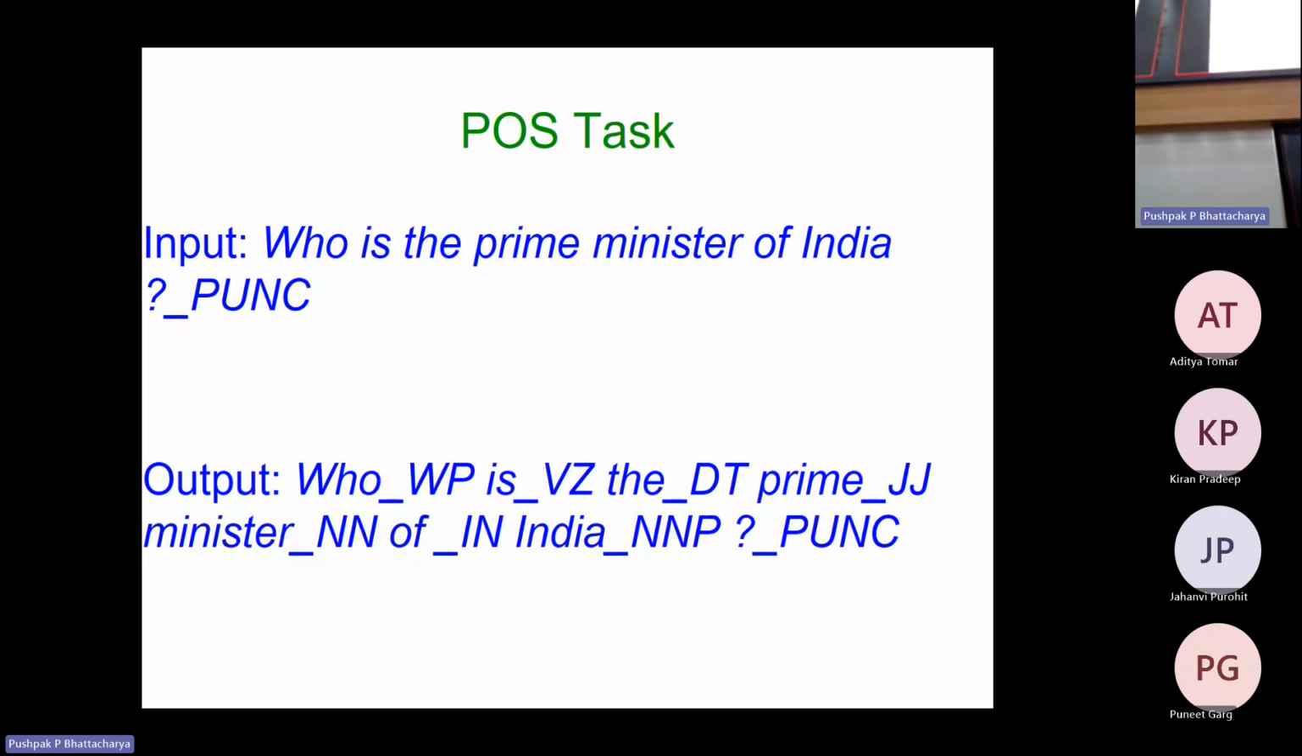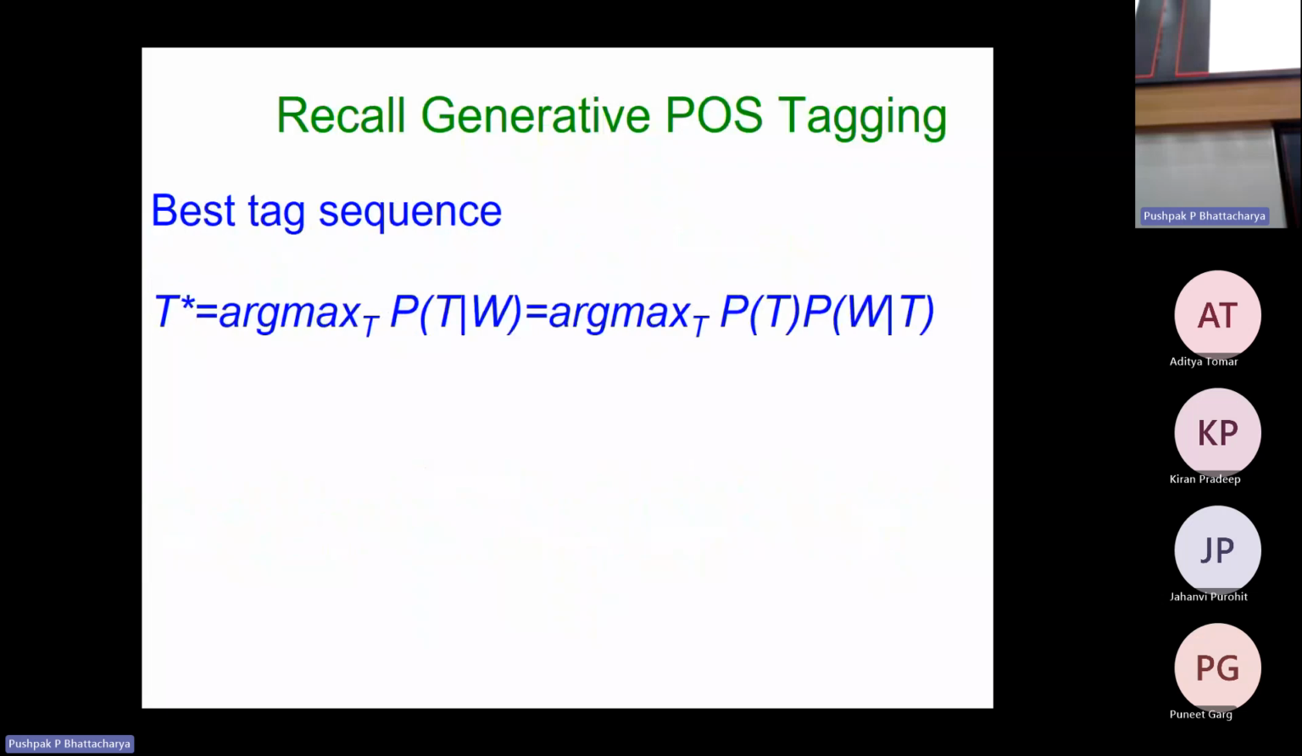So the point is that the way we have learned how to do part-of-speech tagging is through generative modeling. We take the sequence of words W, and we are interested in the conditional probability of T given W. It's an argmax computation over all possible T, which immediately makes it a search problem. The word can have multiple parts of speech, out of which you have to choose one. And therefore, T star is argmax over T of probability of T given W.